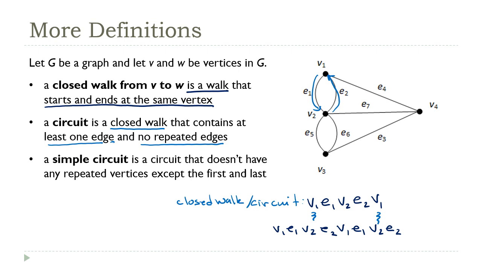A simple circuit is a circuit that also doesn't have any repeated vertices, except, of course, the first and the last. You have to repeat the first and the last, right? Because that's you're starting and stopping at the same point.